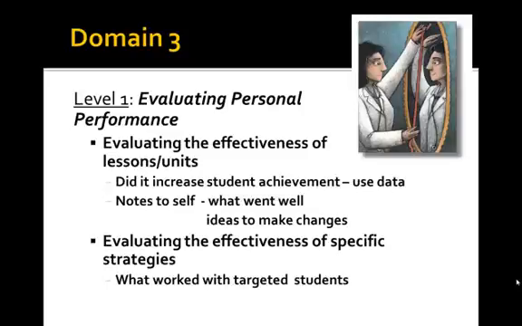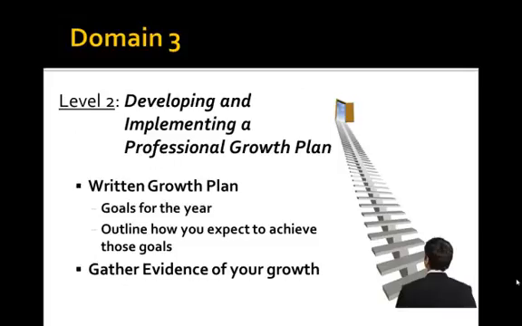If or when you have this type of student with you again the following year, or maybe even into the next unit, what worked, what didn't work, what do you need in order to make changes. So that's all part of level 1 in domain 3. Level 2 is developing and implementing a professional growth plan.